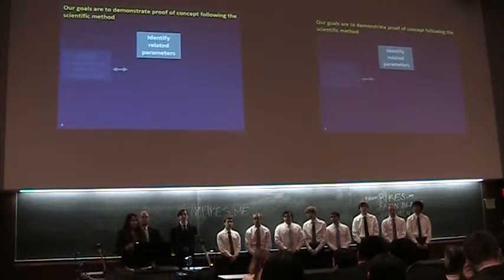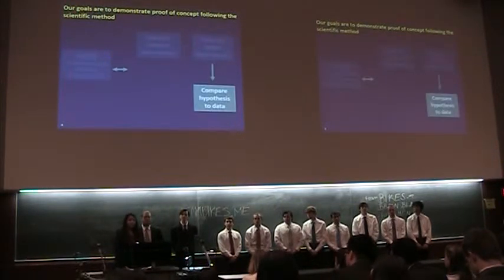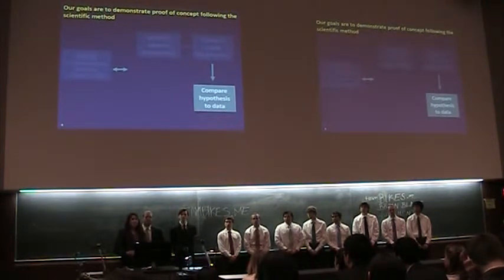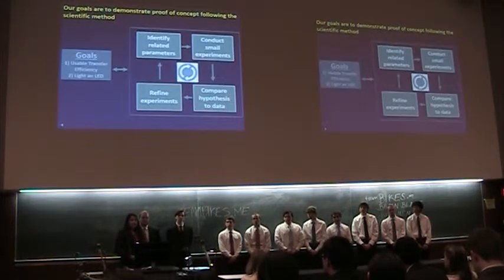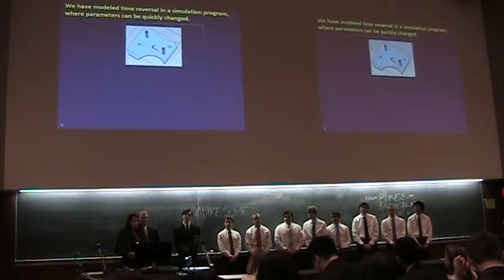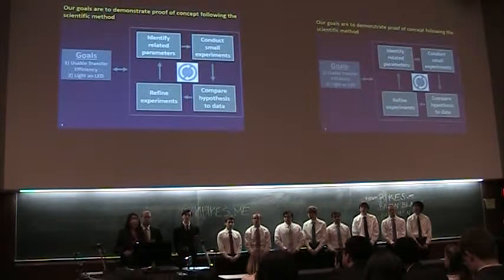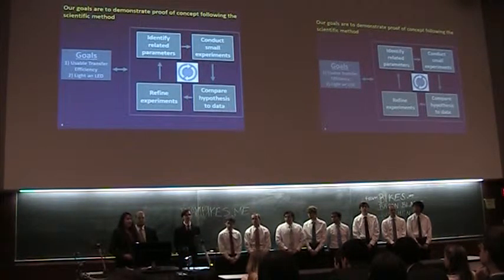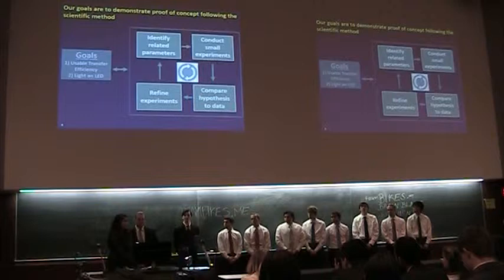So then we kind of go into the scientific method. We identify related parameters. We conduct smaller experiments. We compare our hypotheses to the data. So really we're just looking at our results and do they match up with what we thought would happen. And if not, we refine our experiments. It's all very cyclic. And with each iteration, we're getting more and more focused. And then there's a lot of back and forth with our goals. So it's a very flexible process and it's finely tuned to our purposes. So now that you have an introduction to our theory, Ben can give you an explanation of where we are in practice.